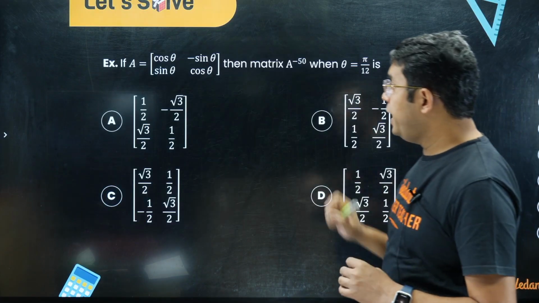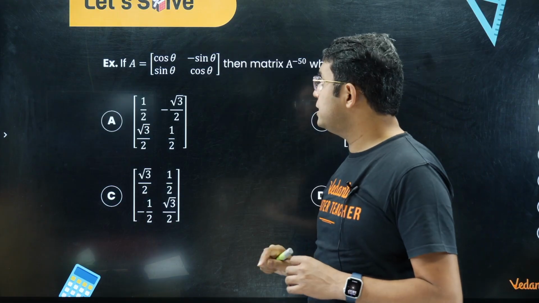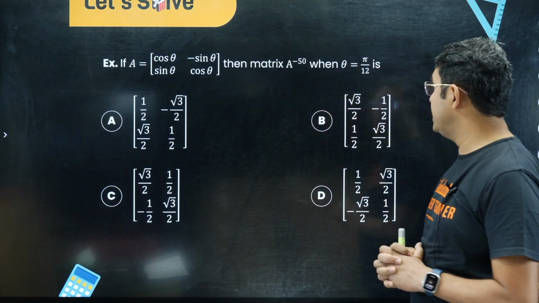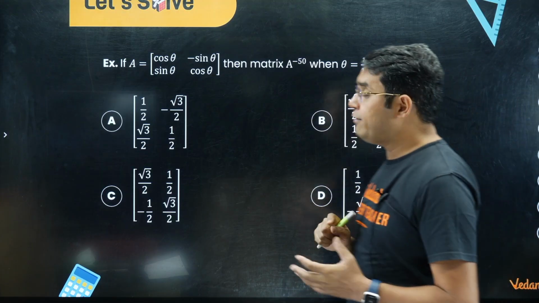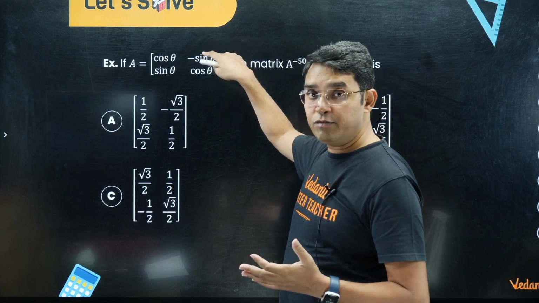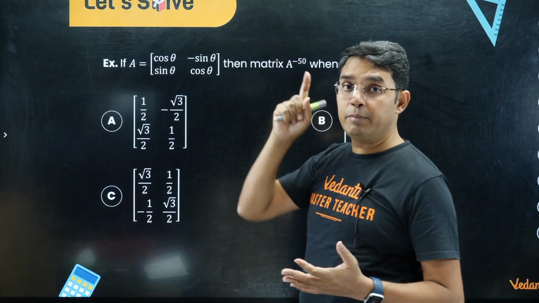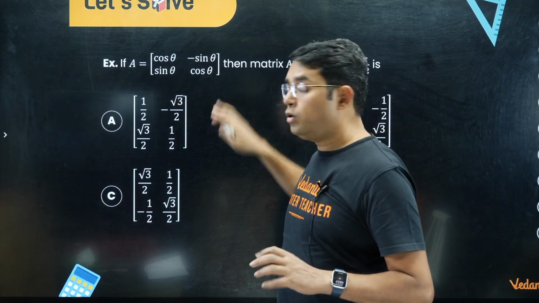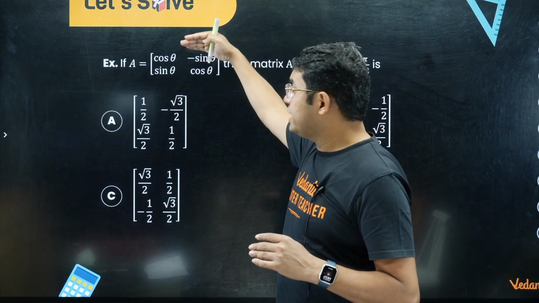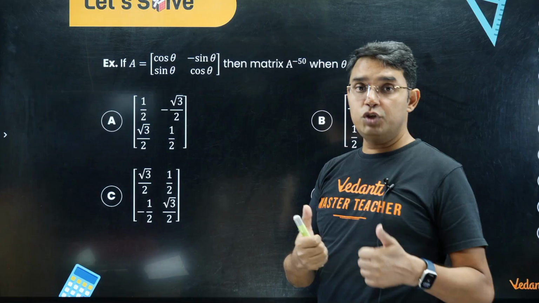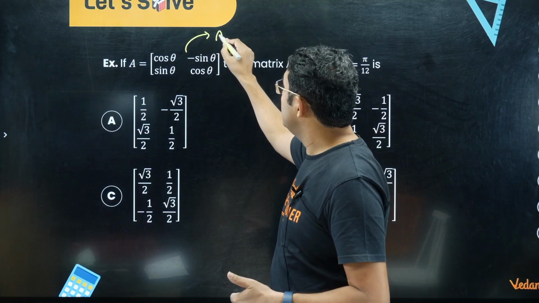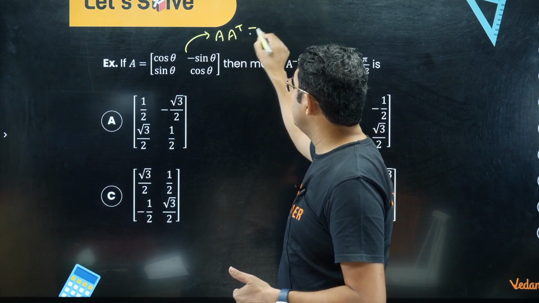So this question is A equal to cos theta, minus sin theta, cos theta. Then we have to find the matrix A power minus 50. First of all, I would like to tell you, whenever you look at this kind of matrix, the first thought that should come in your mind is that the first row square sum is 1, the second row square sum is 1, and if you take the dot of these two, it gives you 0. So this is an orthogonal matrix. Orthogonal matrix means A into A transpose is equal to I.